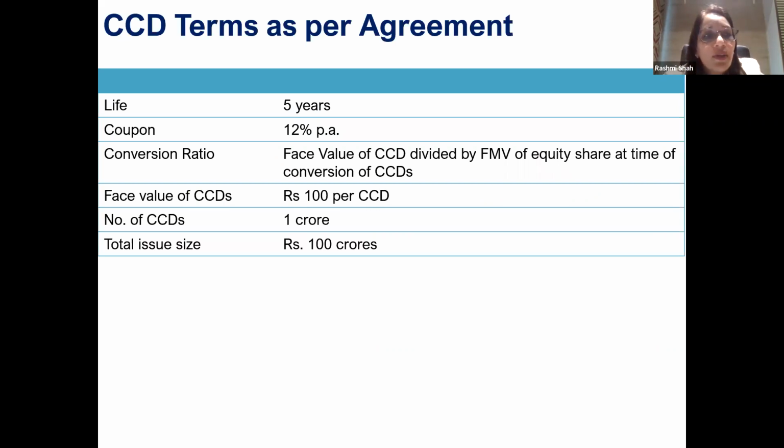So these are the terms of the CCD. The life is 5 years, coupon is 12% per annum, conversion ratio is face value of the CCD divided by FMV of equity shares at the time of conversion of CCDs. So right now, we don't know what the FMV is, it's at the time of conversion. Face value of CCD is rupees 100 per CCD, the number of CCDs are 1 crore and the total issue size is 100 crore. How do you think you will value this if I have to go with the first formula?